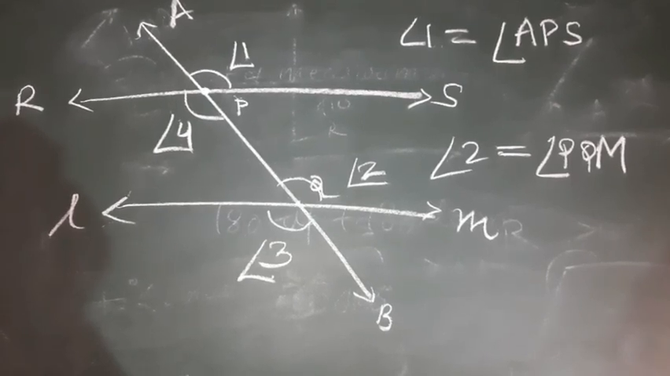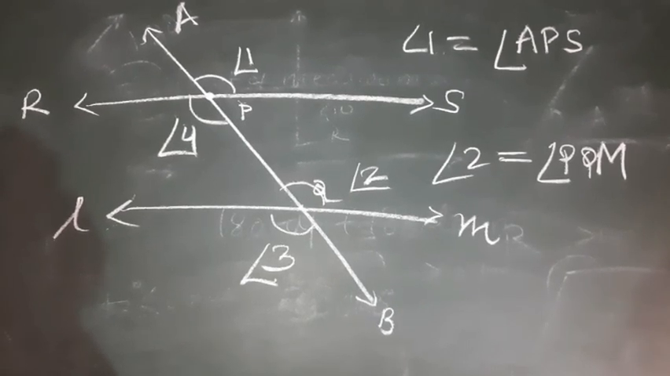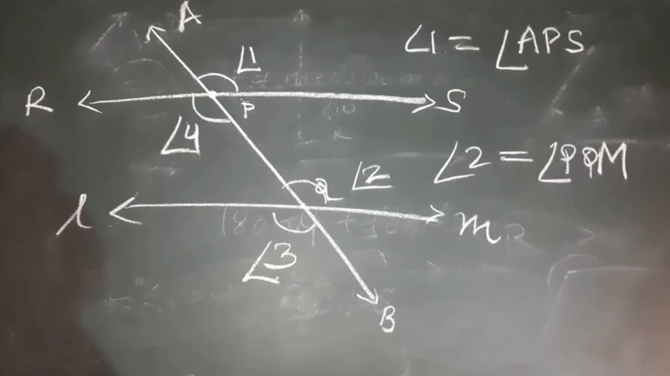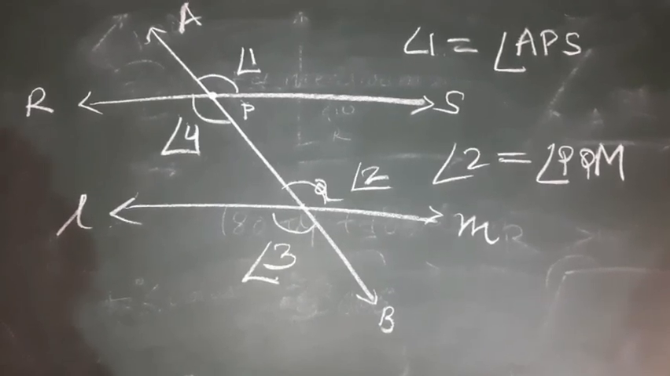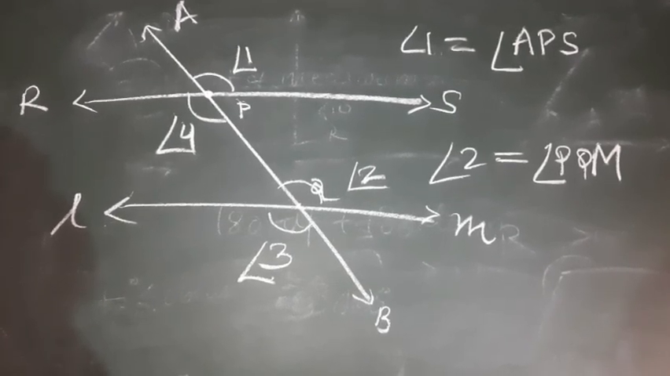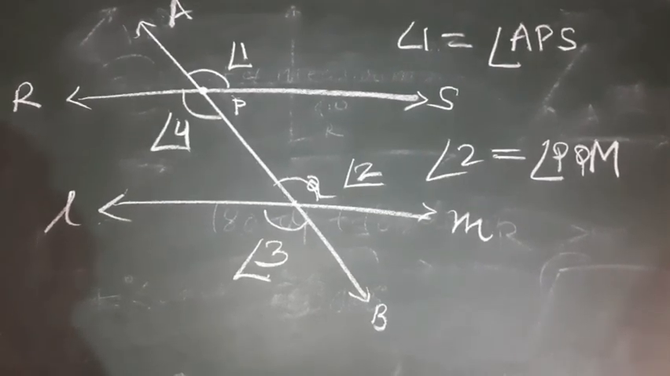Name of angle 3 will be angle BQL, or what you can do is, angle LQB. The only condition is that Q should lie in the middle. If I talk about angle 4, it will be angle RPQ, and you can also call it angle QPR. Both are correct, just P should be in the middle. So let's name these angles also.